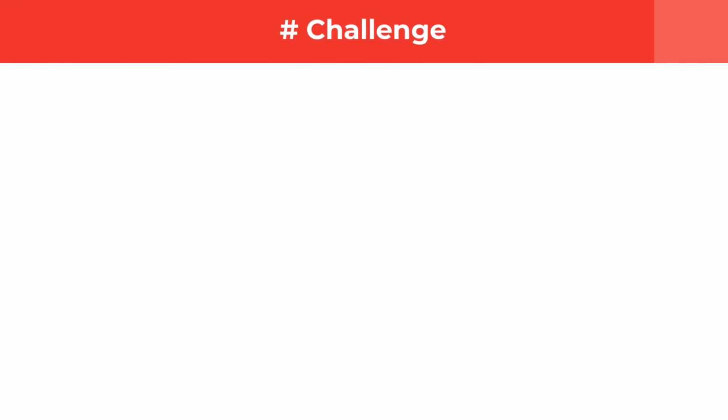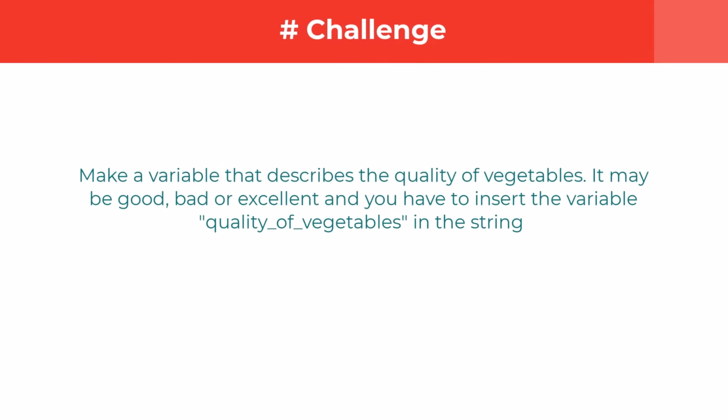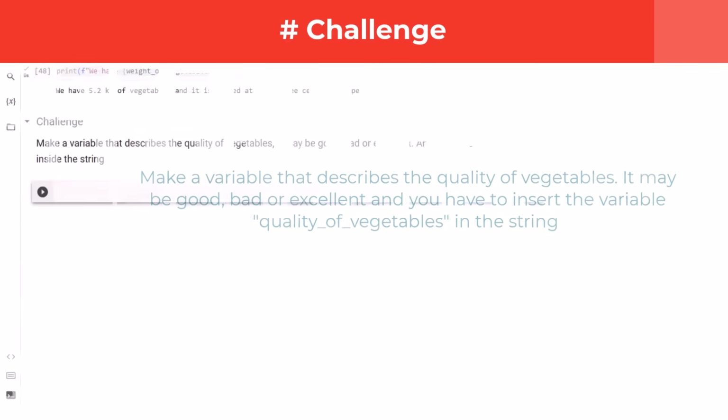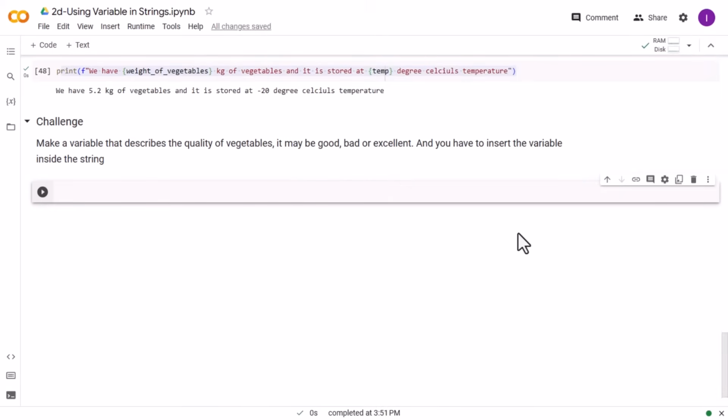Now let's have a quick challenge to test our understanding. In this challenge, I want you to make a variable that describes the quality of vegetables. It may be good, bad or excellent. And you have to insert the variable quality of vegetables in the string. So hit pause and complete the challenge. Hopefully this went well for you.